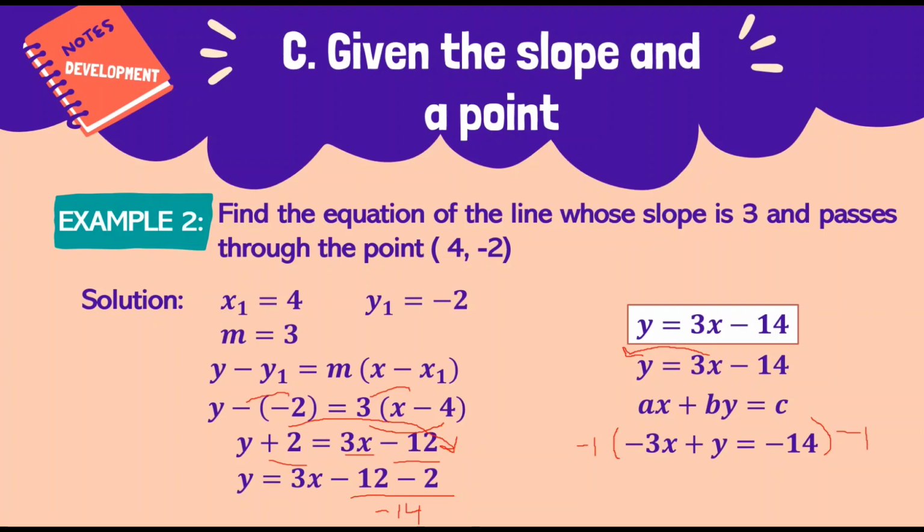So, let us multiply negative 1 times negative 3x. So, it becomes positive 3x. And then we have negative 1 times positive y. We have negative y. Ito yon. And then we have negative 1 times negative 14. We have positive 14. So, therefore, the standard form is 3x minus y is equal to 14.